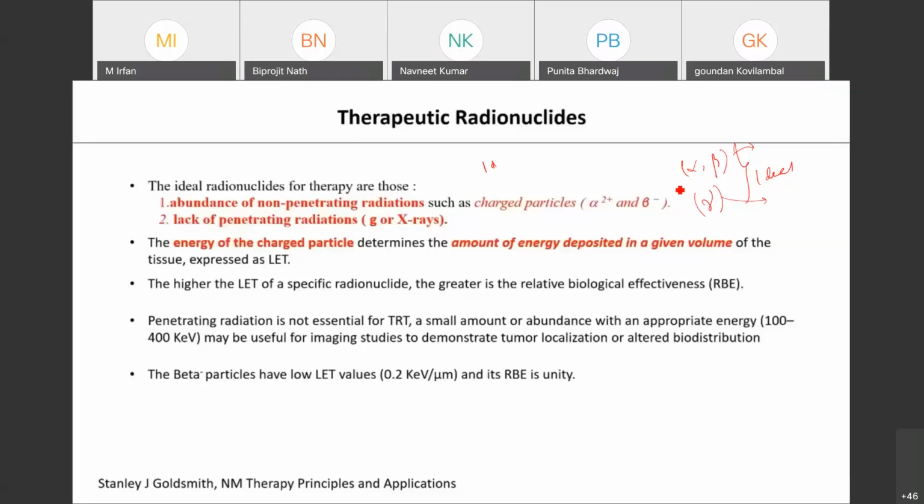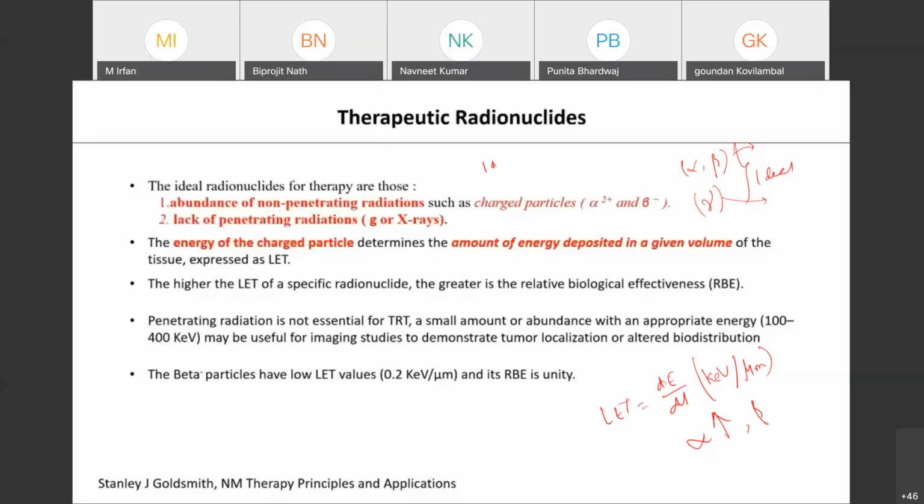And next is the energy of the charged particle. It determines how much energy is going to be deposited in a given volume, and that we express by means of LET. That is, LET equals dE by dL, that is energy deposited per unit length of the track, and we express that in kiloelectron volt per micrometer. And for alpha particles, this LET is quite high, but for beta particles, that's not as high as alpha particles. And the higher the LET of a specific radionuclide, the greater is the relative biological effectiveness. I guess Shuman Mishra from IIT Kharagpur has already explained how LET and RBE are related, so I don't need to explain this part again.